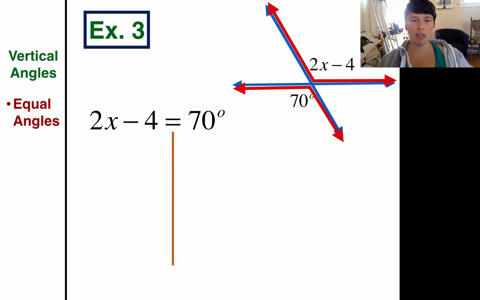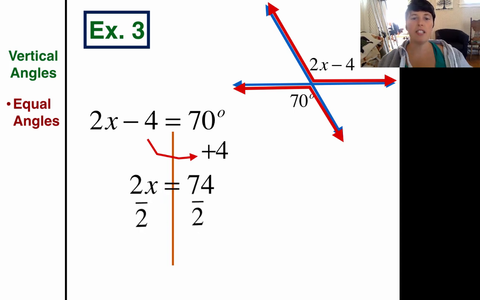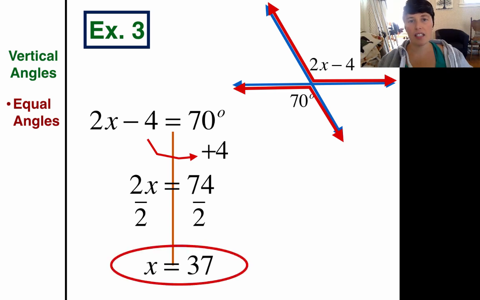I'll put a line down the middle, no problem. I'll add the 4 over, I'll get 74. I'll divide the 2 away, and 74 divided by 2 is 37. So we get our value for x. X is equal to 37.